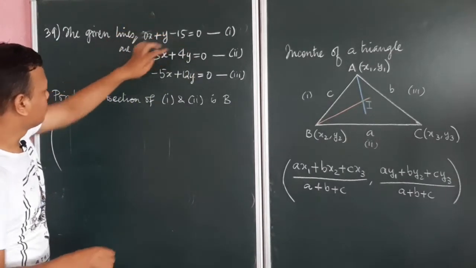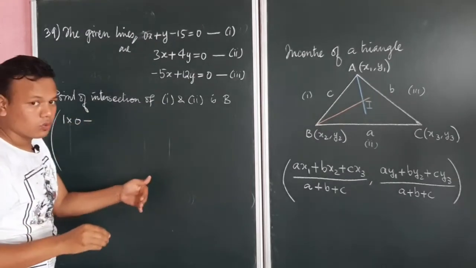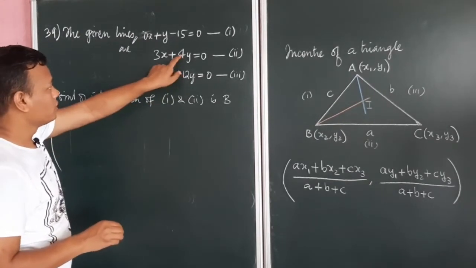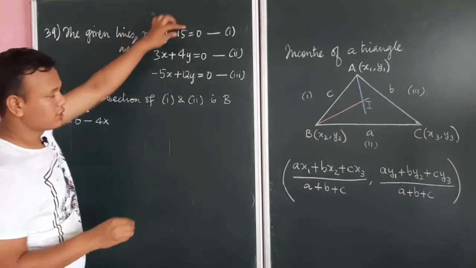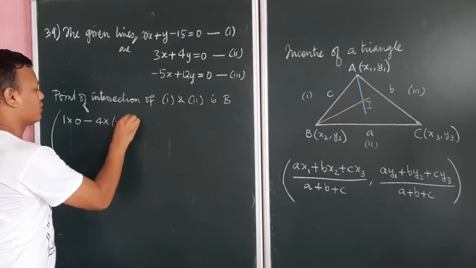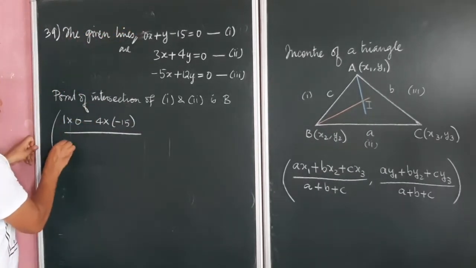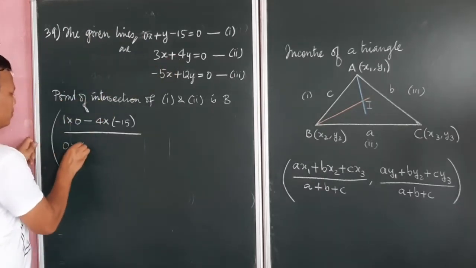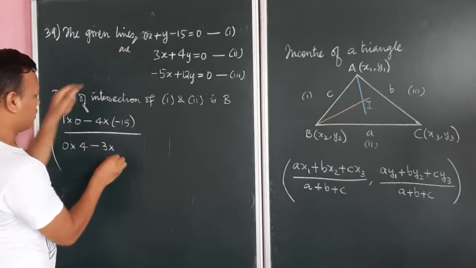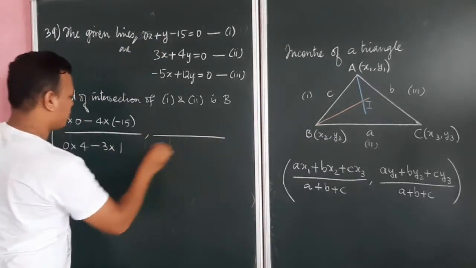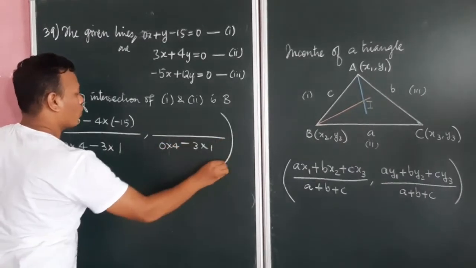So b1 c2 means 1 into 0 minus b2 c1. b2 is how much? b2 is 4 into c1. c1 is the constant quantity, that is minus 15. All right, divided by a1 b2. So a1 is 0 into b2. b2 is 4 minus a2. a2 is 3 into b1. b1 is 1. Okay, so let me write down the denominator first. So 0 into 4 minus 3 into 1.